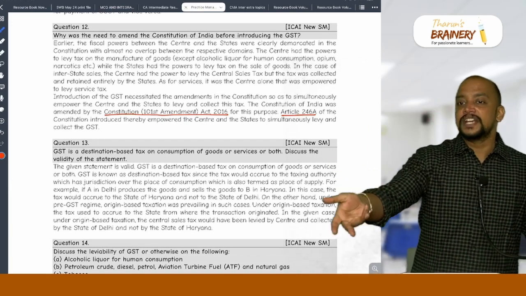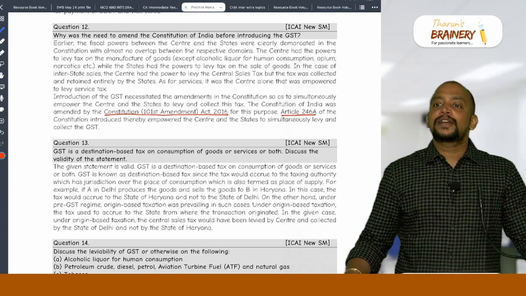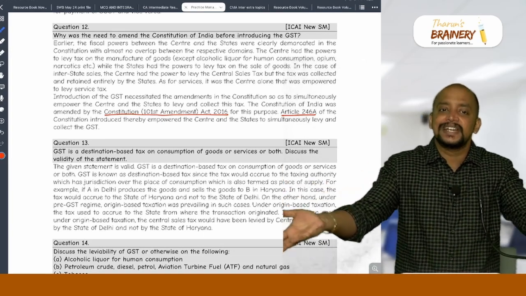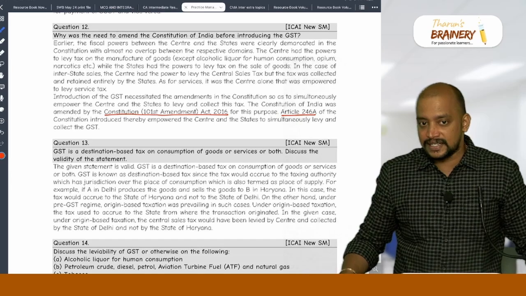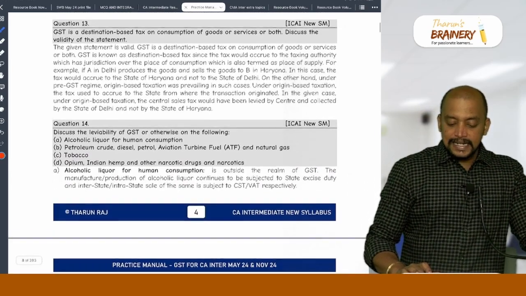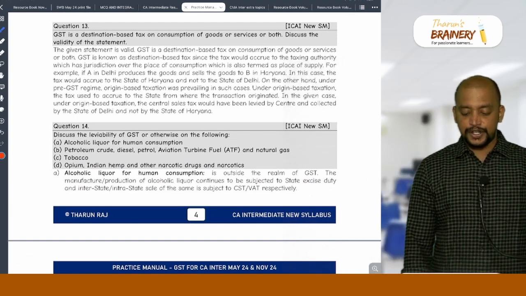That's the reason why there is a need for an amendment in the Constitution, and the Constitution Amendment Act came. Article 246A of the Constitution gives the power to both CG and SG to simultaneously levy and collect the taxes. Okay. Then next, GST is a destination based tax on consumption of goods or service or both.